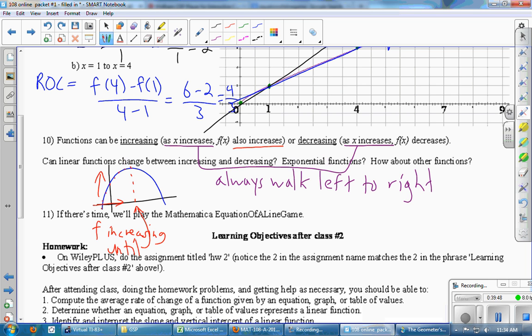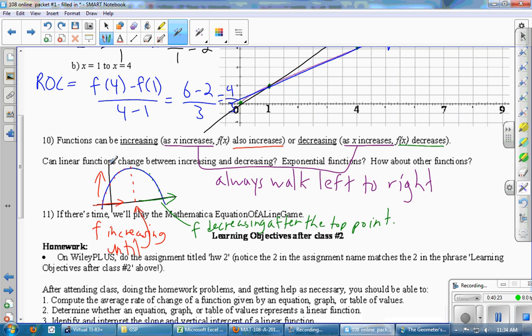And then something changes. So we're still going to walk to the right because we always walk to the right. But now as we walk to the right, what's happening to the f of x values? Now the f of x values are decreasing. And so we say the function itself is decreasing. So f decreasing after that top point. So in the homework, you'll be asked some questions about where functions are increasing or decreasing. So let's come back and answer this question now.